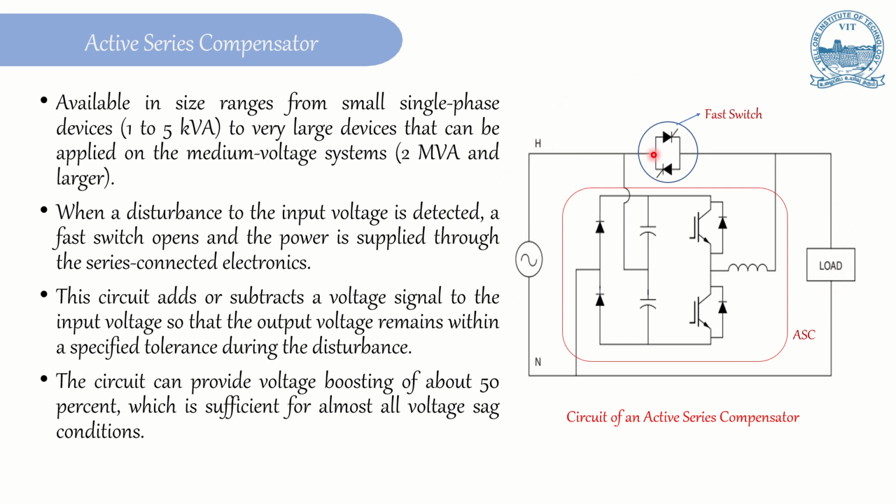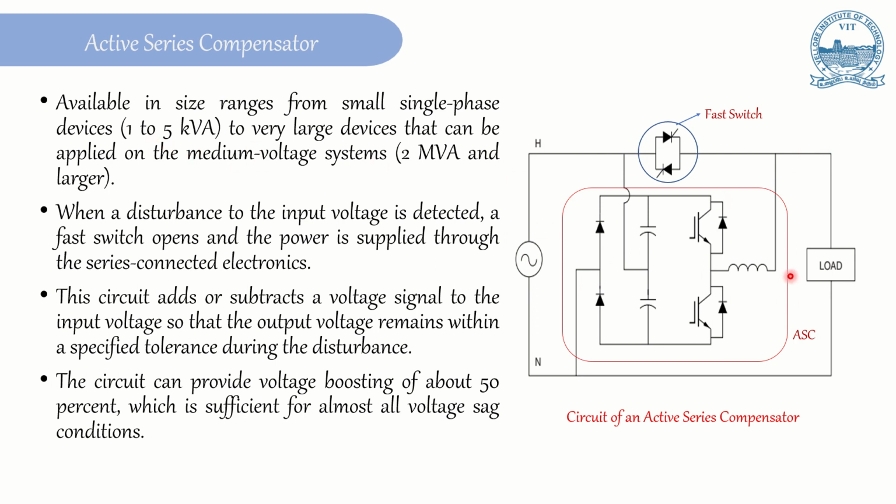In case of a sag event, the fast switch is open, and when the fast switch is open, this active series compensator will be connected in series to the load and source. So what happens, the net voltage at the output is the voltage across the source plus the voltage across your active series compensator. So V naught is equal to V compensator plus the source voltage Vs. If the source voltage is more than the rated value, this compensator voltage will be negative in order to maintain the voltage constant. If Vs is less than the rated value, then the voltage across the compensator will be positive, so that the net voltage across the load remains constant.